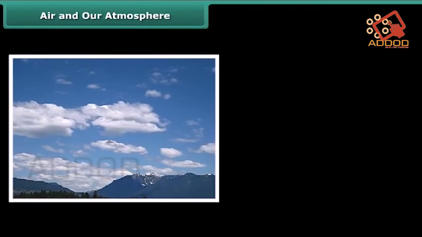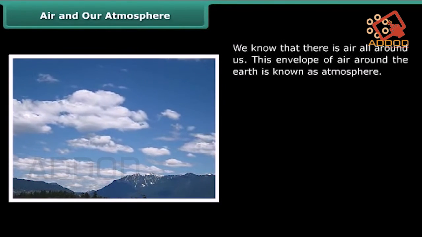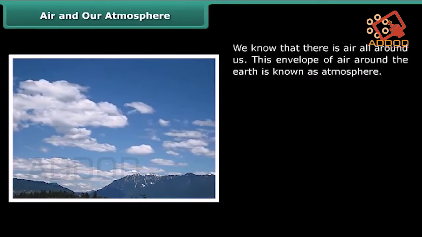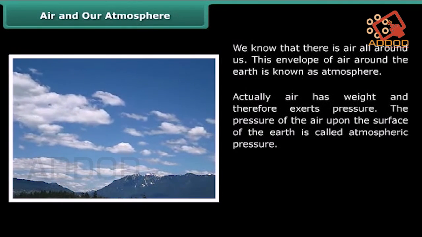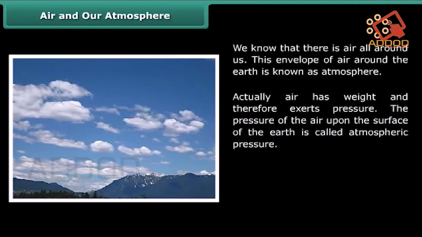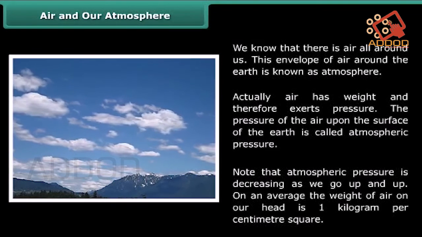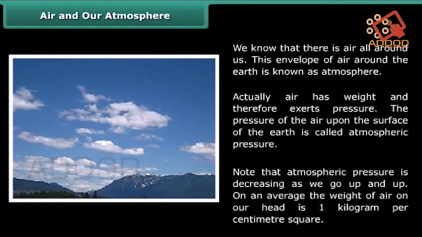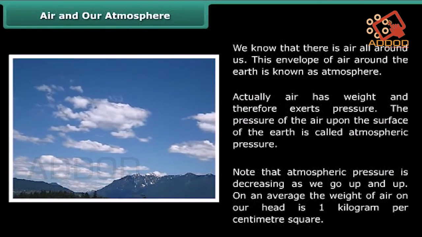Air and our atmosphere. We know that there is air all around us. This envelope of air around the earth is known as atmosphere. Actually, air has weight and therefore exerts pressure. The pressure of the air upon the surface of the earth is called atmospheric pressure. Note that atmospheric pressure decreases as we go up and up. On an average, the weight of air on our head is 1 kilogram per centimeter square.